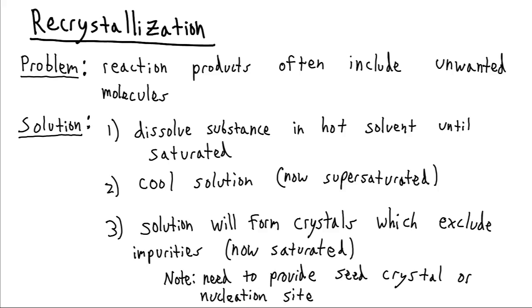So to have a nucleation site, you might do something like scratch the glass to make little tiny pieces of glass. And then some molecules can start adhering to that little piece of glass. And as soon as they do that, then the other molecules can adhere to them. You can start growing your crystal.